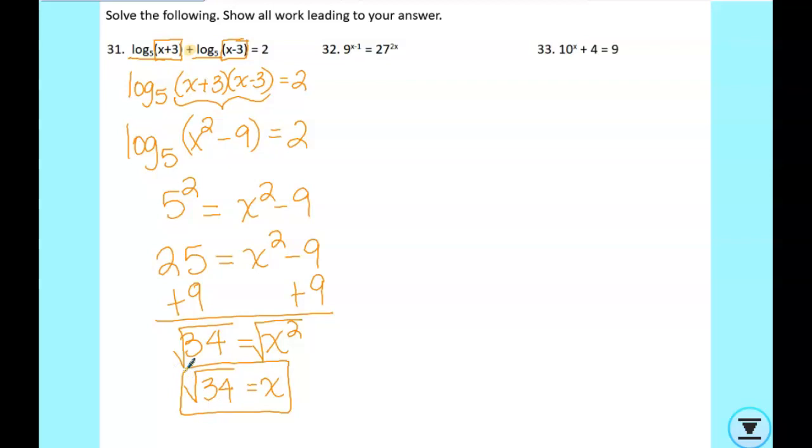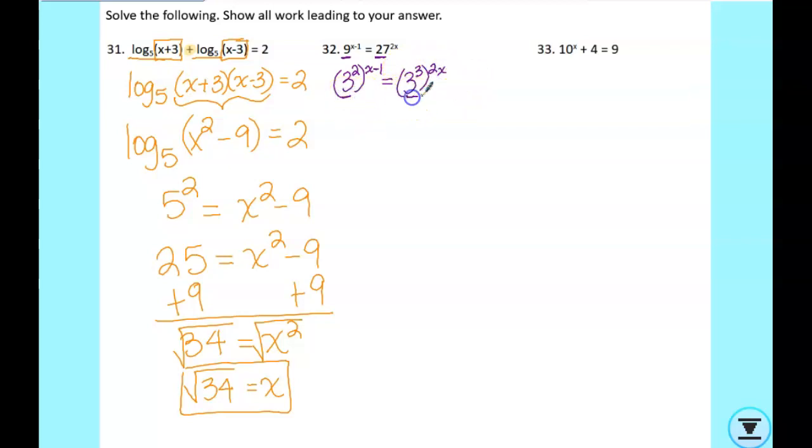On 32, we don't have any logs, so this is an exponential equation. And the very first thing we want to look at when we're solving an exponential equation is whether or not we can get our bases to match. So if I look at the 9 here and the 27 here, these are both powers of 3. So 9 is the same thing as 3 squared, and we still have that x minus 1. And 27 is the same thing as 3 cubed with 2x out here.